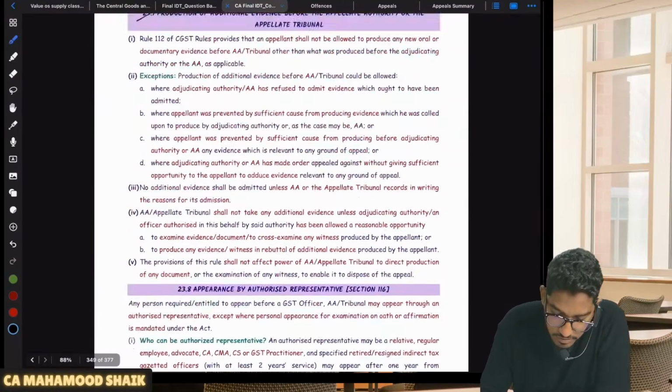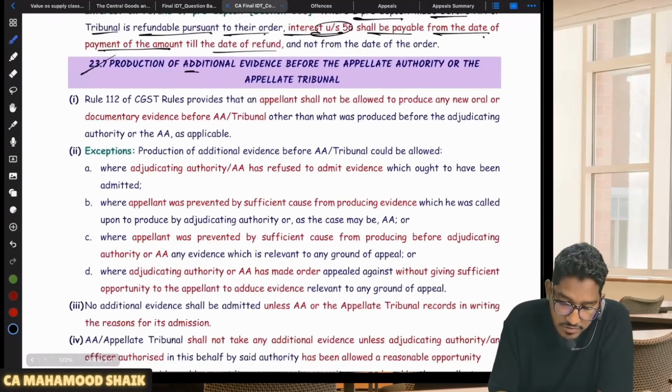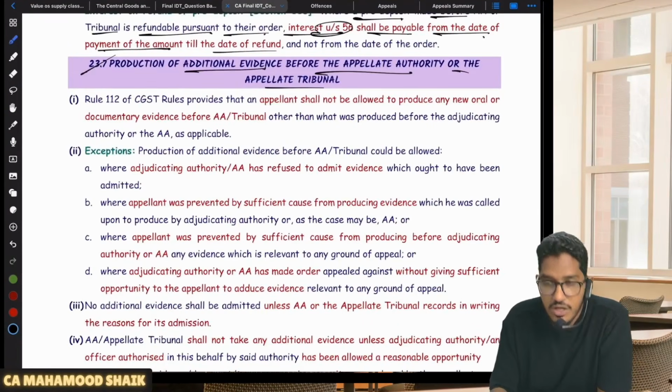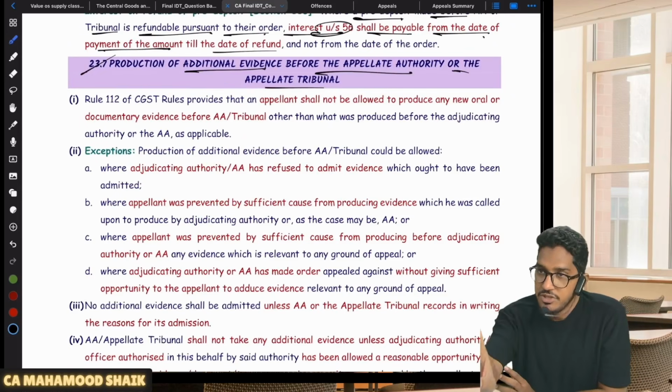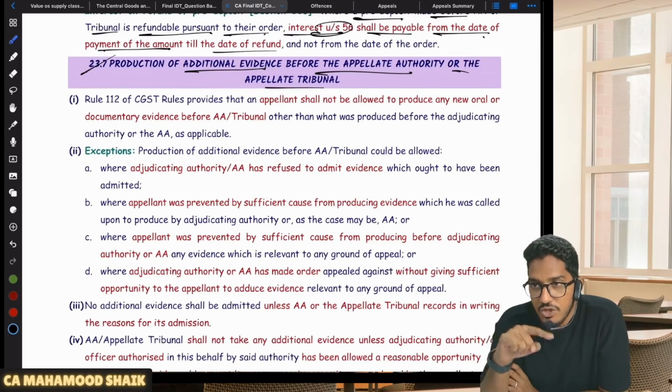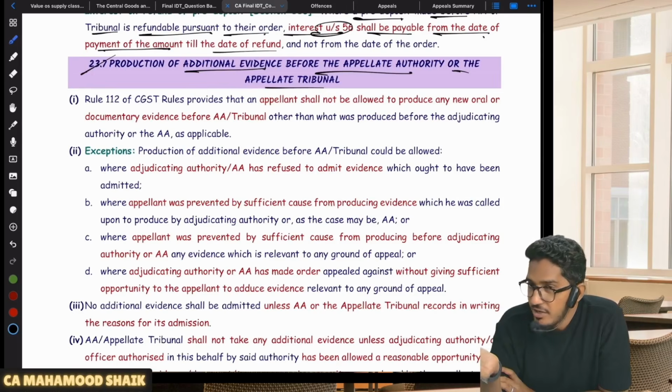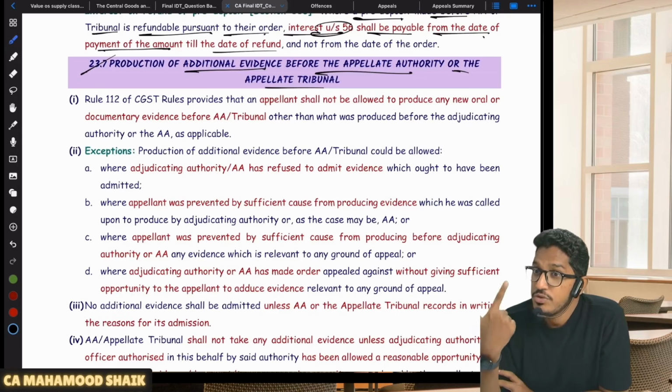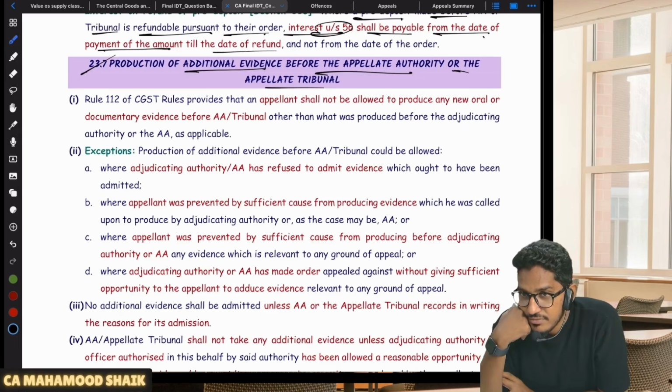Okay, we'll do. So, production of additional evidence before appellate authority or appellate tribunal. See, first the adjudicating authority will serve you notice. To them you will produce the evidence. Depending on that, the adjudicating authority will give you an order. Now let us say, sir, I have gone for appeal, either to the appellate authority or the appellate tribunal. Can I produce extra evidence which I did not produce before the adjudicating authority?